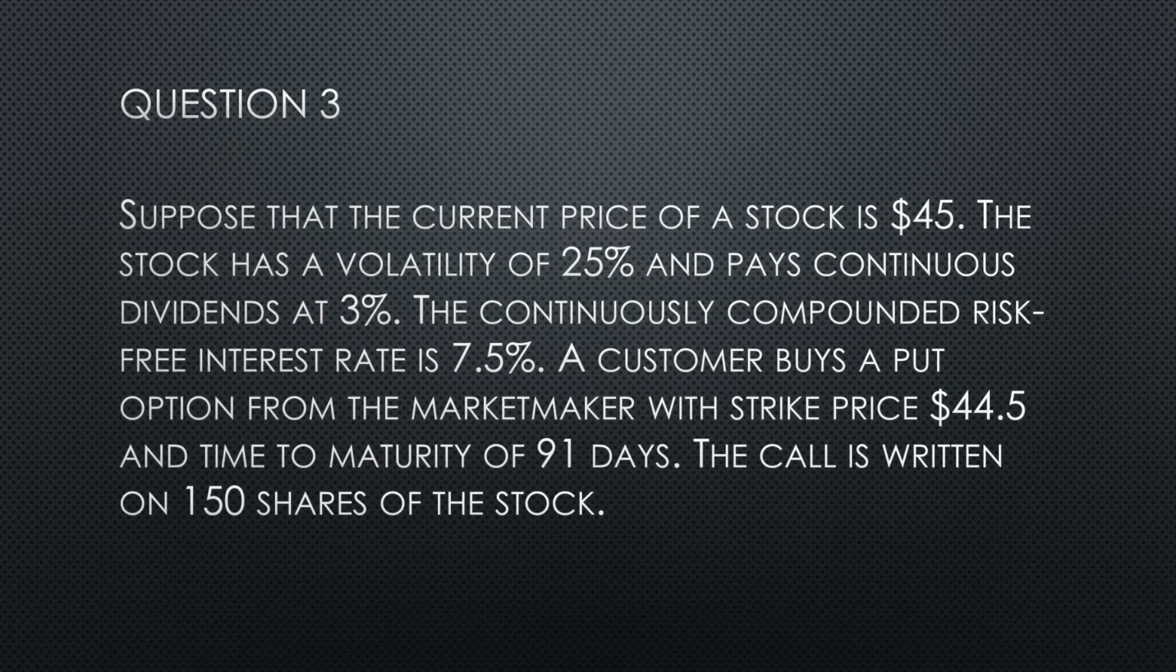A customer buys a put option from the market maker with a strike price of $44.5 and the time of maturity is 91 days. The call is written on 150 shares of the stock. So based on this, we should take note of the current price of the stock, the volatility, the dividends, the free interest rate, the put option, the strike price, the time to maturity, and the 150 shares.